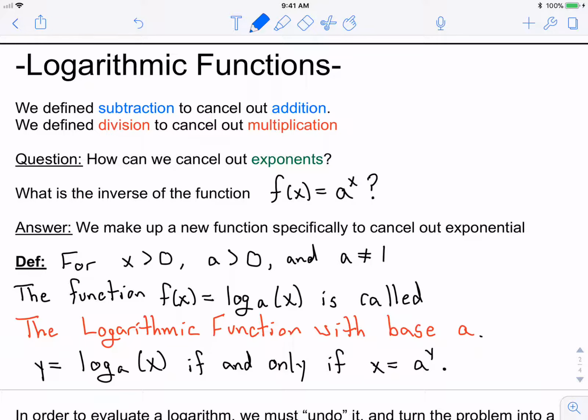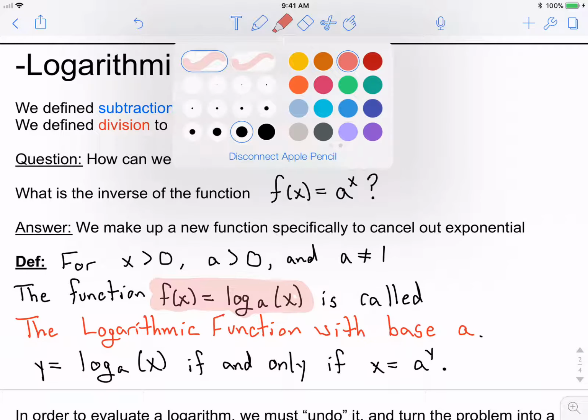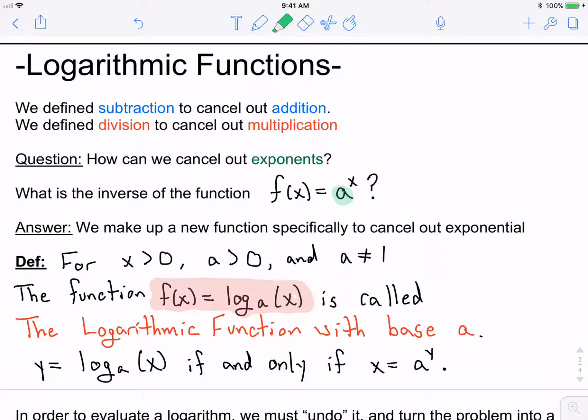So let's give this definition. For x greater than 0, a greater than 0, and still a not equal to 1, we say the function f of x is equal to log base a of x is called the logarithmic function with base a. Just like before, when we had an exponent with base a, we similarly define a base for the logarithm that works very similarly to the base for exponentials.